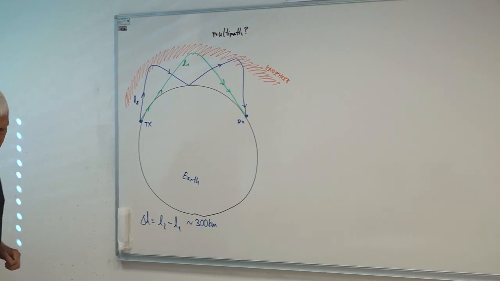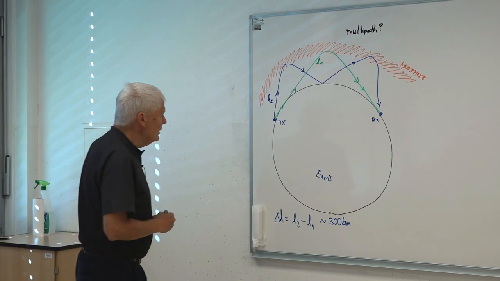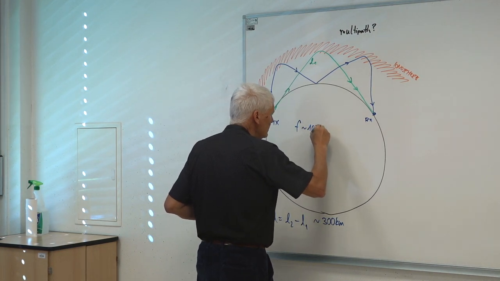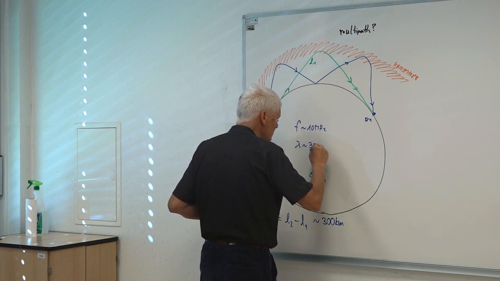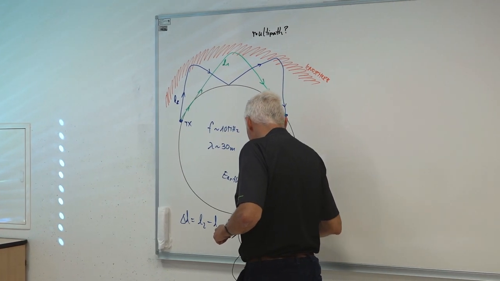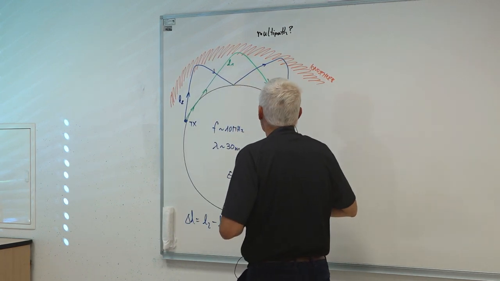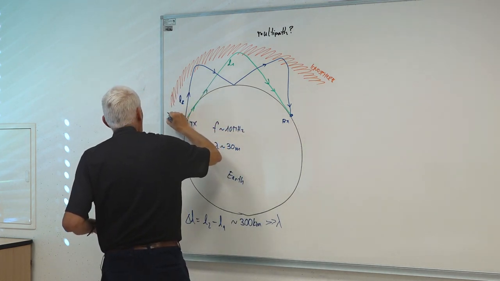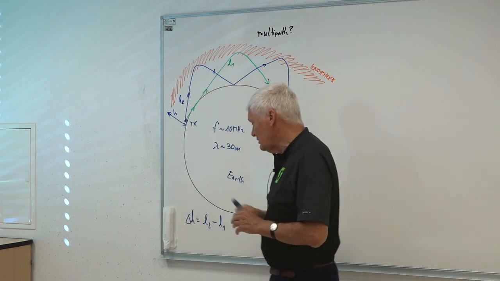larger than the wavelength. The frequency of the link we are using for ionospheric connections, the one like I drew here, is in the range of 10 megahertz. So the wavelength is in the range of 30 meters. So this thing is much larger than the wavelength. Whatever is changing, saying the height of the ionosphere, at what height is the ionosphere actually happening? H. Whatever is changing here, say during day and night there is some change. So these things are moving.